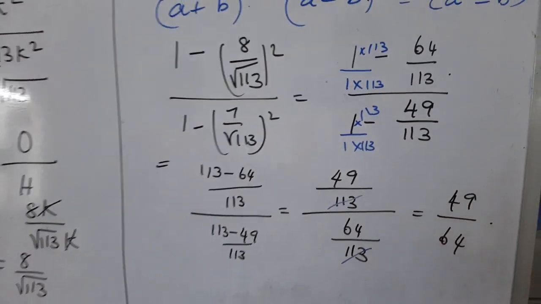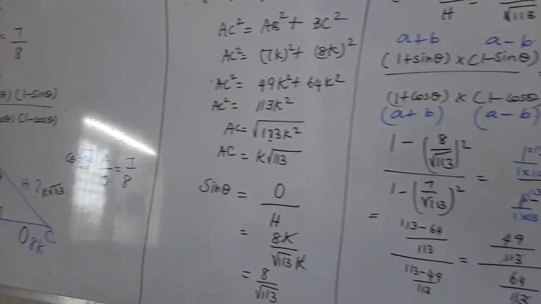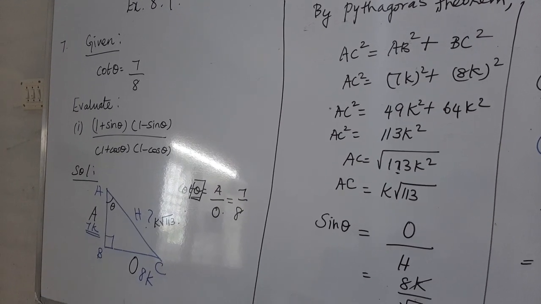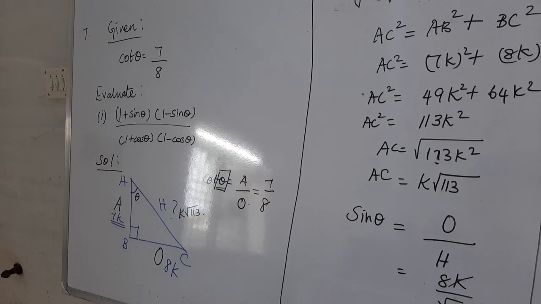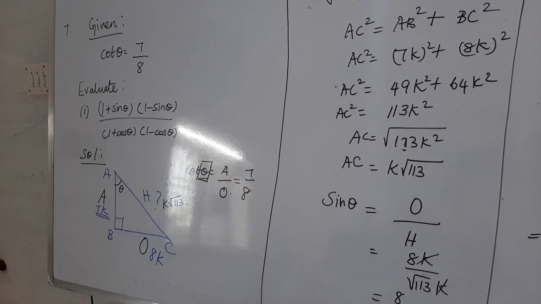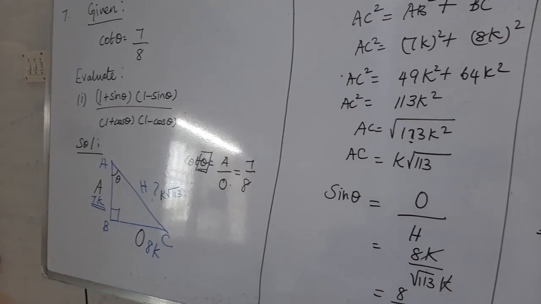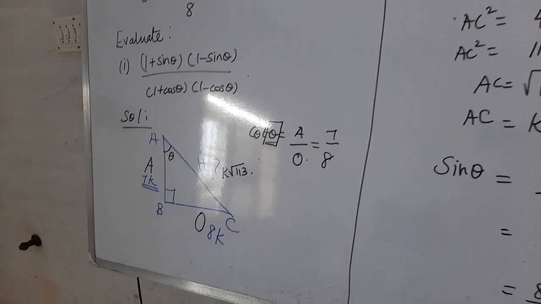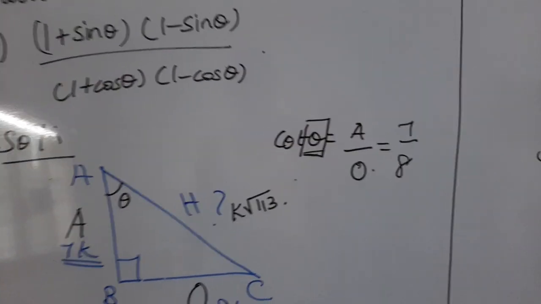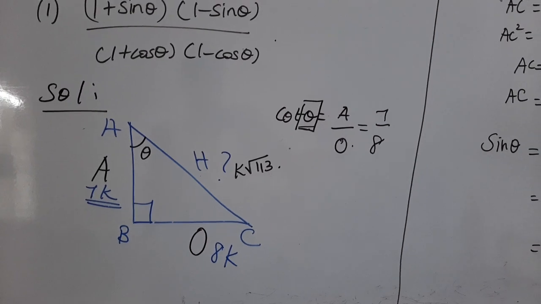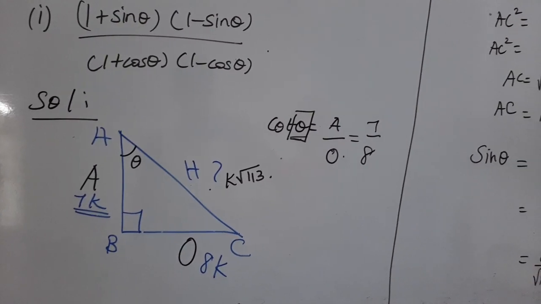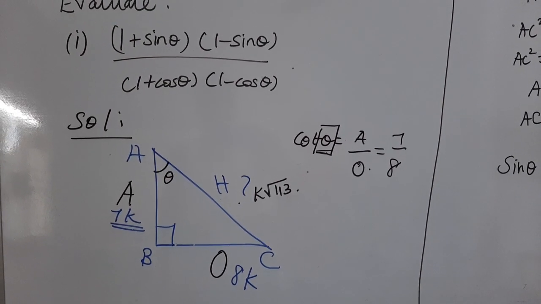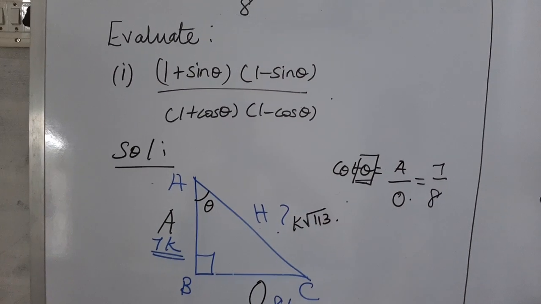What we have seen in the sum: cot theta is given, which is equal to 7 by 8. With that, they asked us to evaluate 1 plus sin theta into 1 minus sin theta by 1 plus cos theta into 1 minus cos theta. First, we drew a right angle triangle because it can be evaluated only with a right angle triangle, and we marked the right angle. Then we decided that either the acute angle A or C can be considered as theta. Here I considered angle A, the acute angle, as theta. With respect to theta, we found the adjacent side and the opposite side.